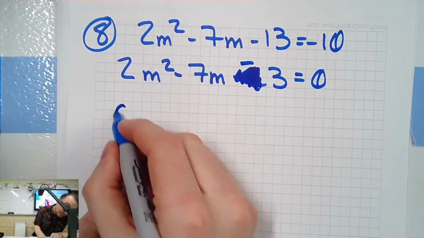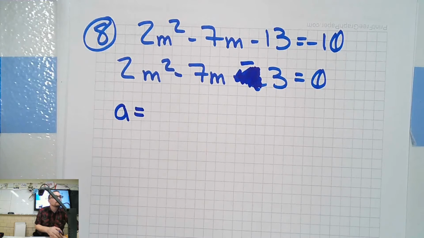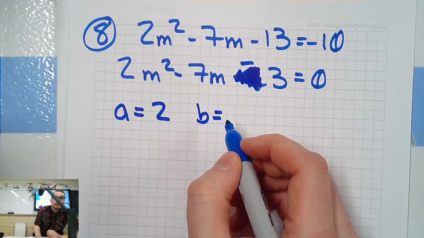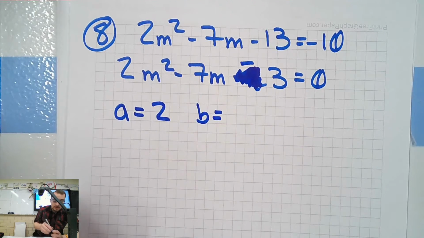All right, so A in this equation is what? 2. Thank you. And B is? No. 7. Negative 7.